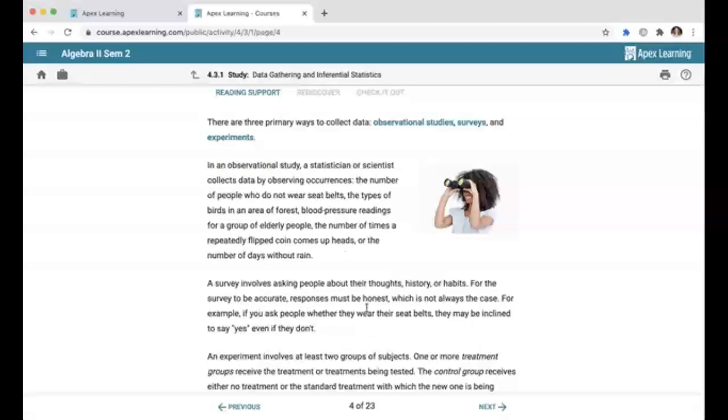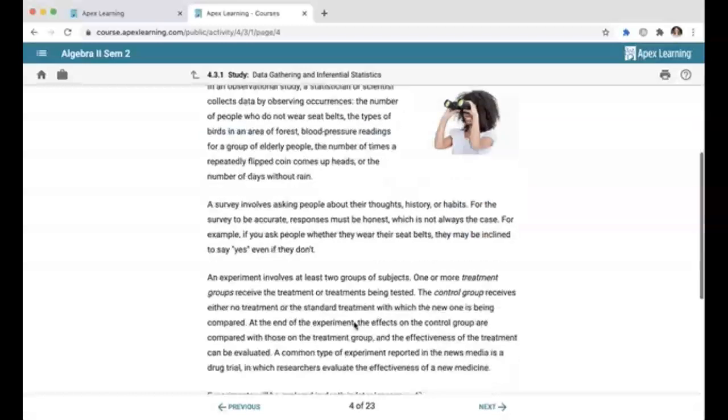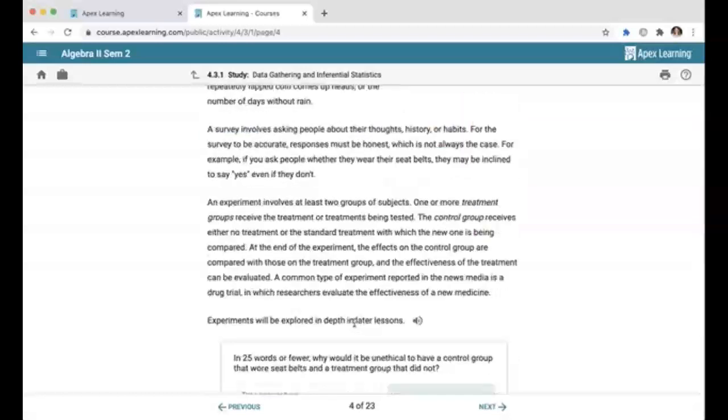And then finally, the last one is an experiment. And I know that you guys know a lot about this. Basically, you've got your treatment group and your control group, right? And this is talking about changing our dependent variable, right?